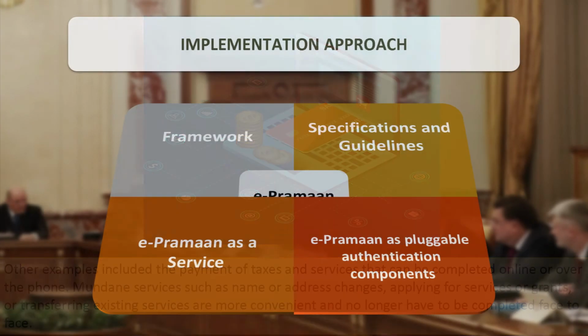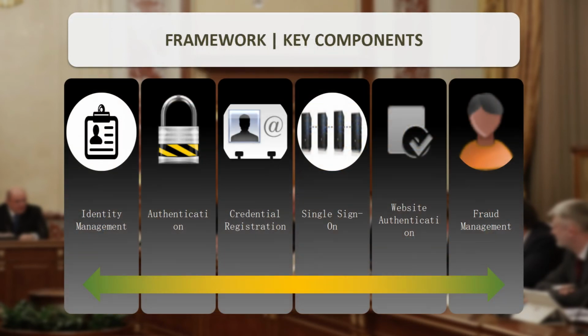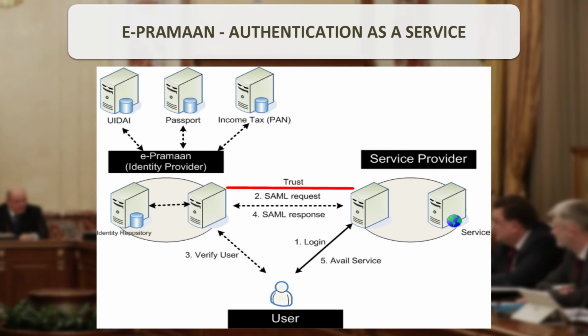If you talk about the implementation approach, a lot of models are coming up. We have talked about income tax returns, the Passport Seva, and the variety of ways Aadhaar services are done through the UID portal. There's another implementation approach, that is e-Pramaan, which has been started by the government, which talks about the framework, specification and guidelines, e-Pramaan as a service, and e-Pramaan as a pluggable authentication component. What was the intention? The intention is very clear: identity management, authentication, credential registration, single sign-on, website authentication and fraud management.